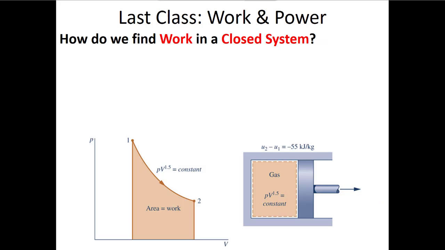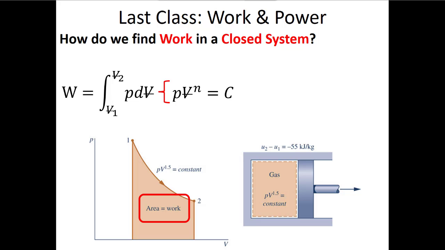We know how to find work. If we have a relationship between P and V, then we can find work as the area under this curve on a PV diagram, because we know that work is equal to the integral of P dV. Typically, we have a polytropic process where PV to the power of n is equal to some constant.